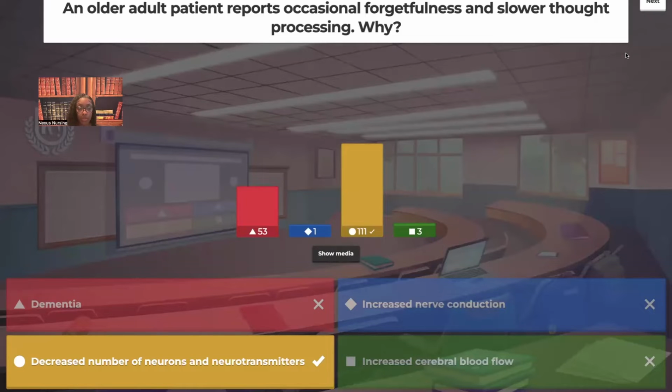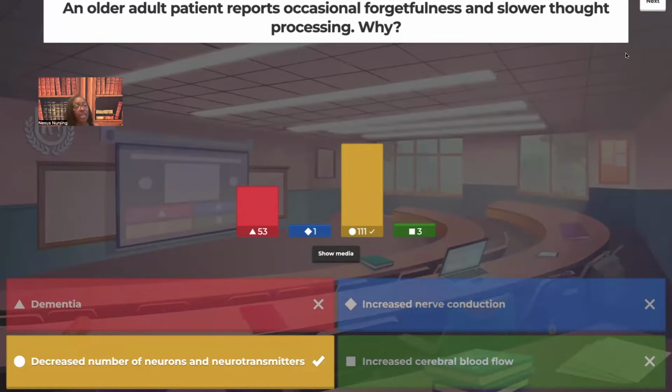Okay, very good. Decreased number of neurons and neurotransmitters. Because of the decreased number of neurons and neurotransmitters, guys, this slows down the patient's cognitive functions. When you hear that word cognitive or cognition, that means how you think. So it slows it down. That's why, with the older population, if you ask that patient a question, you need to give them time to process their thoughts, for them to process what you just said, and for them to formulate a thought.